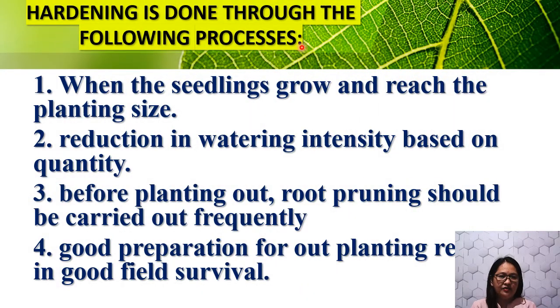Hardening is done through the following processes. Number 1, when the seedlings grow and reach the planting size. Number 2, reduction in watering intensity based on quantity. Number 3, before planting out, root pruning should be carried out frequently. And number 4, good preparation for outplanting results in good field survival.